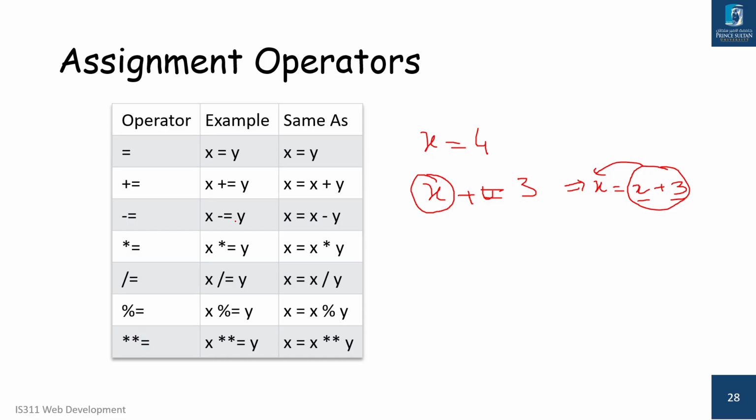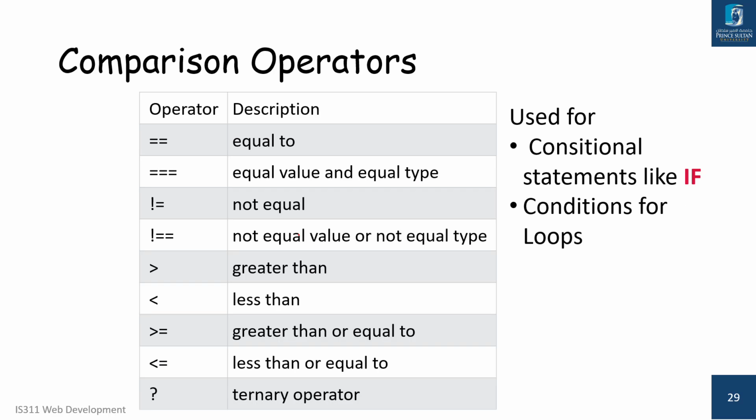We also have minus equal to y. So again, this is equal to this one. Then we have multiplication equal to y, and then it is equal to this one, then with division equal to, modulus equal to, and then the exponent or the power equal to. So in this way, we can do different types of the assignment operators that exist over there.